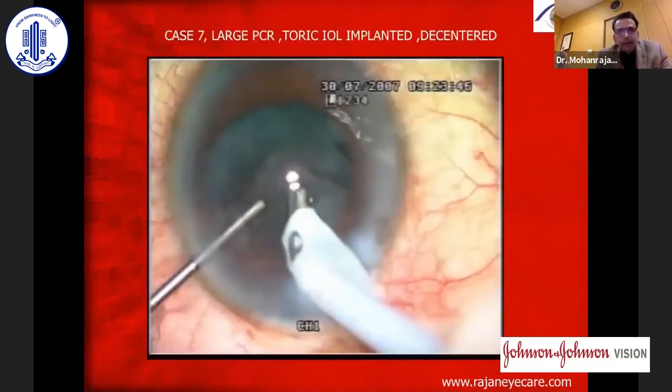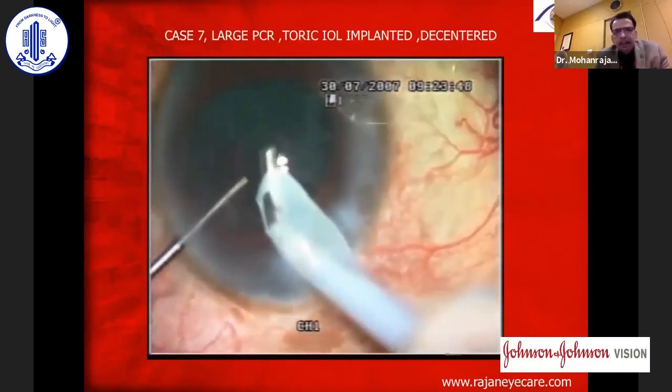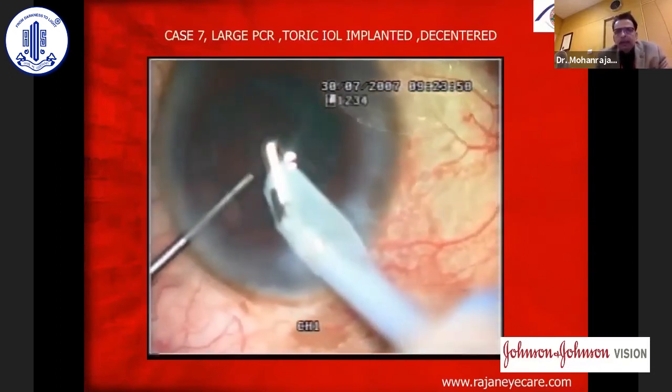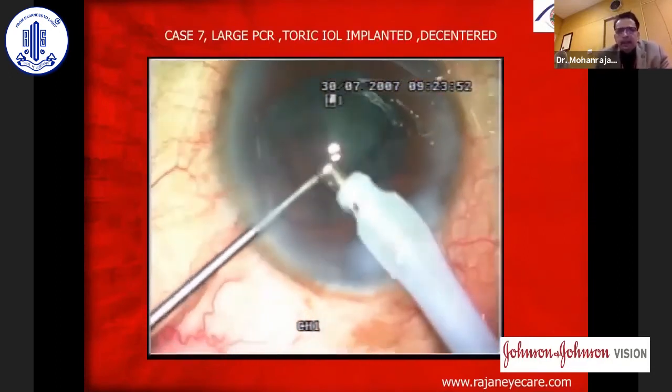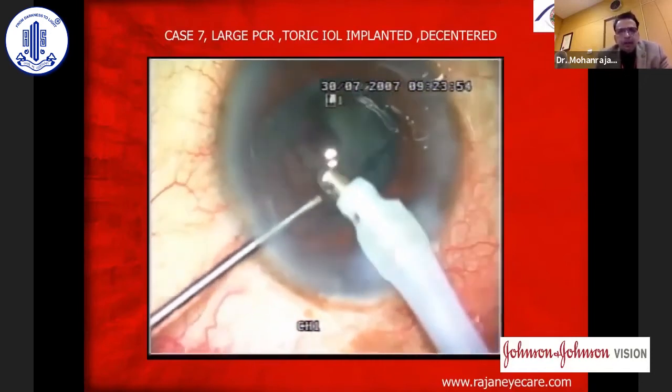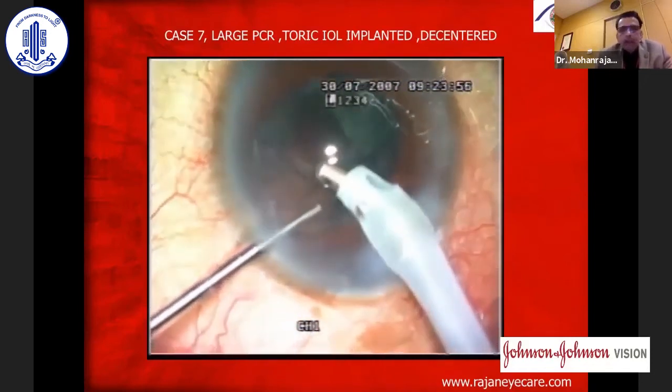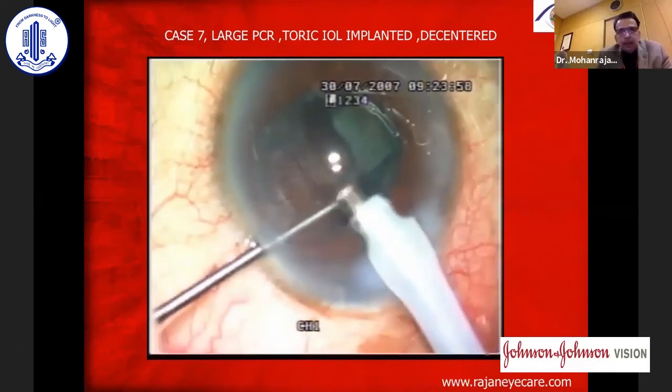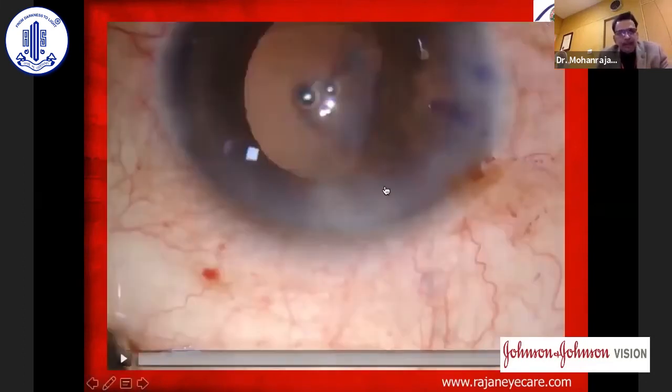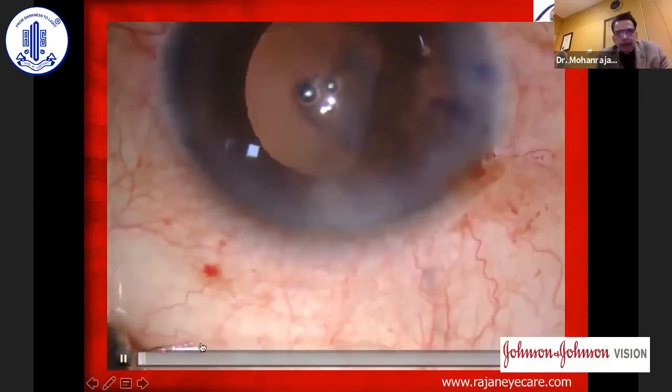Again, another patient with a large PC tear. The toric IOL was implanted and it got decentered as well. If you have a large PC tear, make sure that you don't put a toric lens, because this is one of the contraindications for a toric lens. If you have a small PC tear like this, then you can probably put a toric lens. In this case, I was able to put a toric lens.